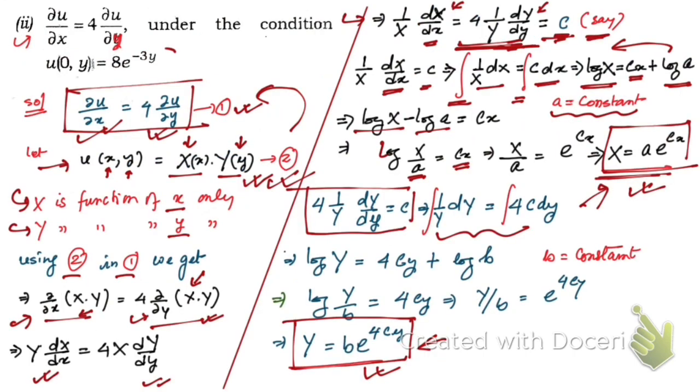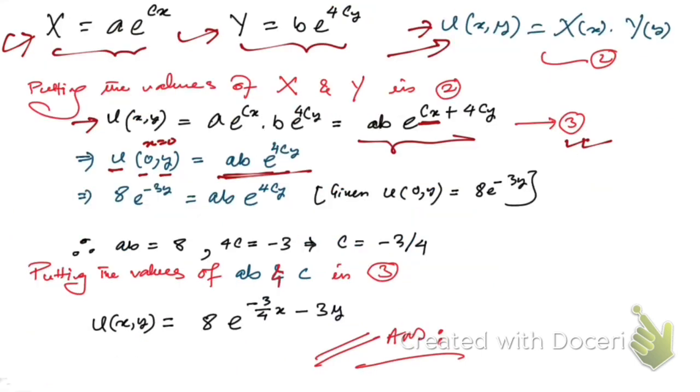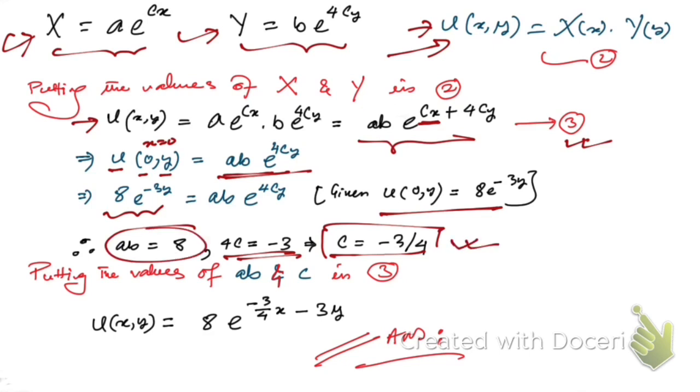If you see, this value is given in this question, and using this result on the left hand side, which is given in the question, if you compare both sides, 8 is equal to ab, right? And minus 3 will be equal to 4c. So we have got 4c is equal to minus 3, so c is equal to minus 3 by 4. Now putting the value of ab and c in equation number 3, we have got this result. This is our solution. So hope you have understood this.